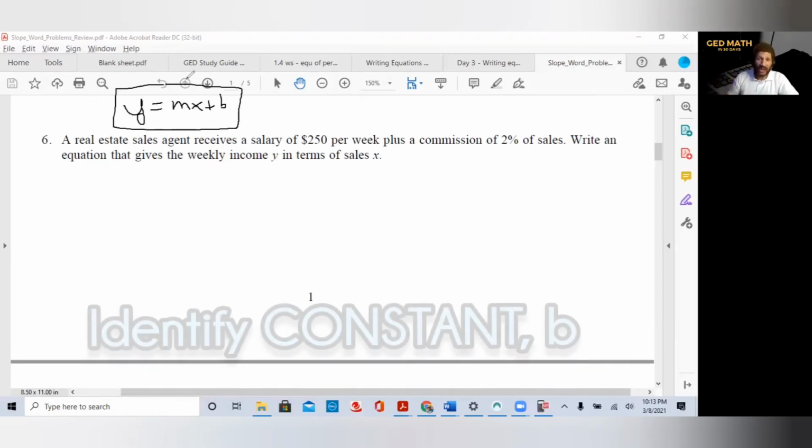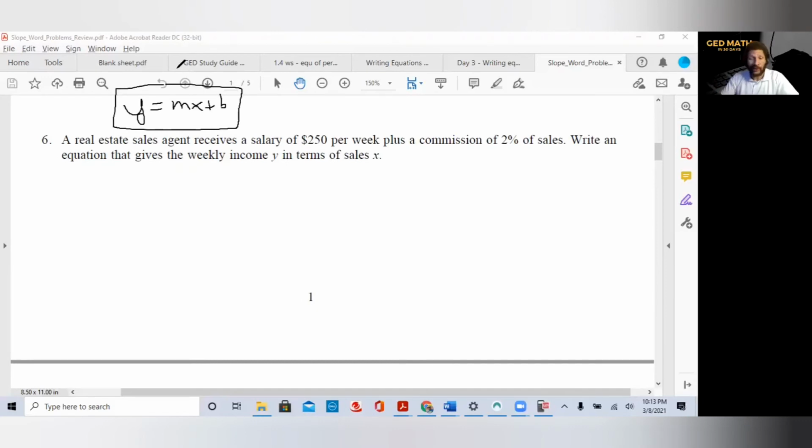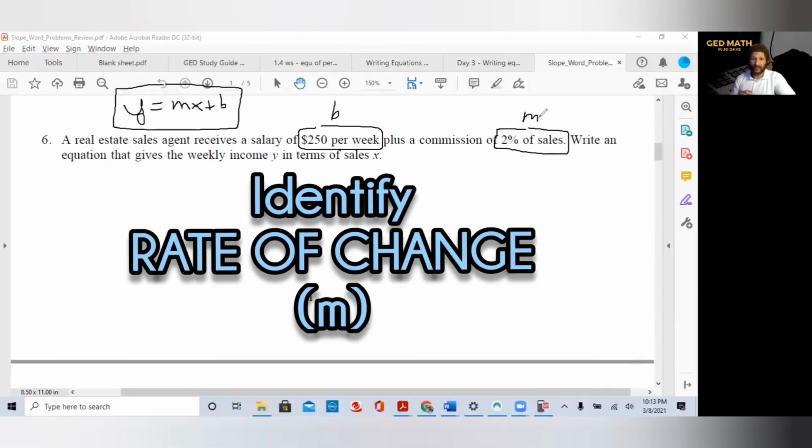What is not going to change no matter how much you sell? Hopefully you said $250 per week. That is your B. That is your constant. That's not going to change no matter how much you sell. You make $250 a week. Now, what is going to change? 2% of your sales. That is your M. Okay?